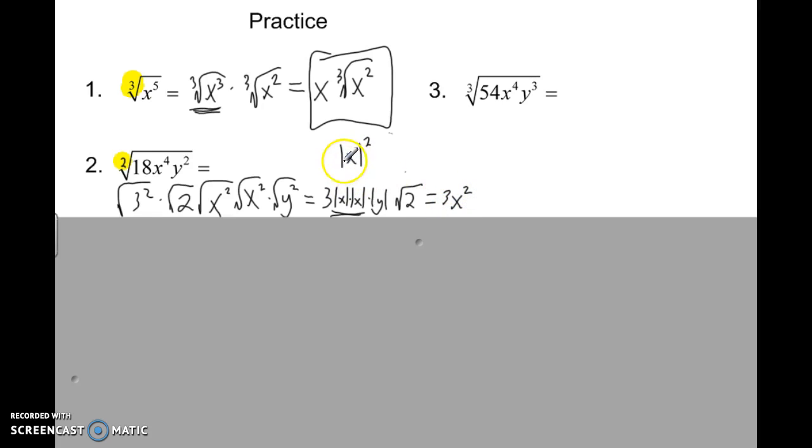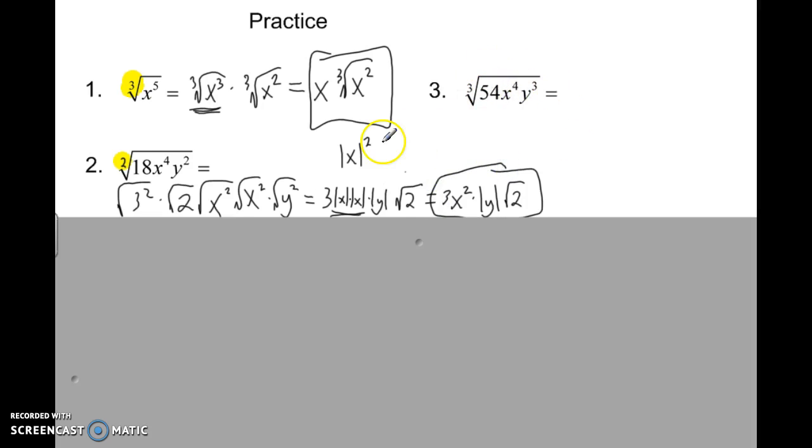It's kind of redundant to use the absolute value bars because there's 2 of them. I know that number is positive. Now, we need it for the y. So that's the kind of little picky thing that we do in math. So it's absolute value of y times the square root of 2, and that is a simplified form of the original question there.